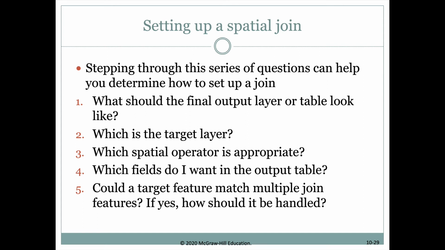Spatial join, it's useful to ask all of these questions. What should the final output layer or table look like? Which is the target layer that you're going to write to? Which spatial operation is appropriate, such as intersect or is contained within? Which field do I want in the output table, or which fields do I want? And could a target feature match multiple join features, that cardinality? And if yes, how can that be handled?